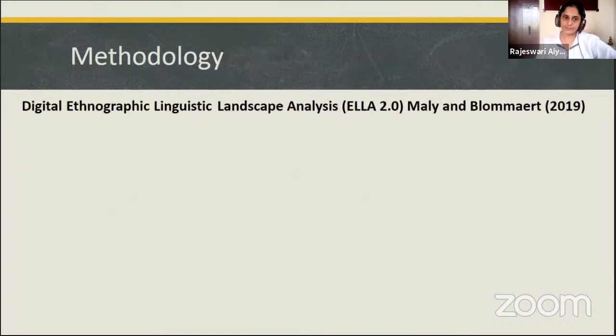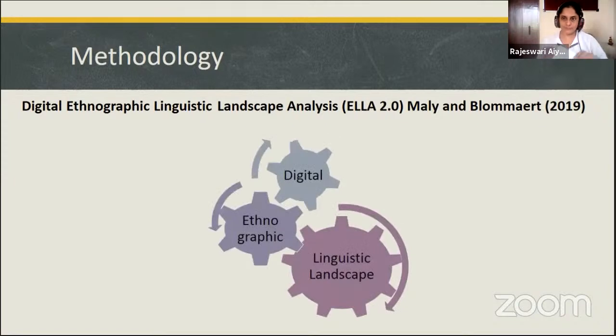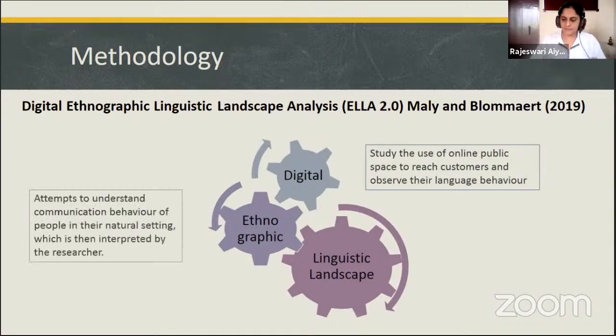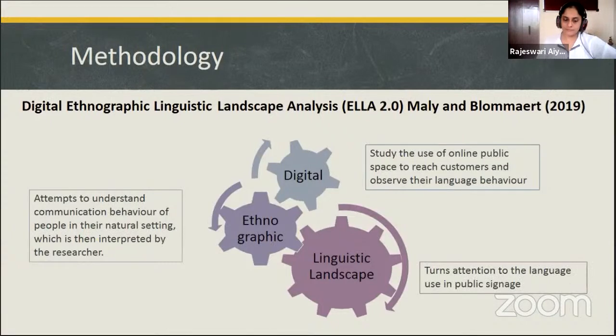Digital Ethnographic Linguistic Landscape Analysis, proposed by Malley and Blomet, has been used as its methodology matches the nature of this study. This study broadens to digital media because an online public platform is used to observe language behavior. An ethnographic approach has been taken because the main idea is to understand people's behavior in their natural setting without the interference of the researcher. And it is a study based on the principles of linguistic landscape as the publicly displayed images are being studied.